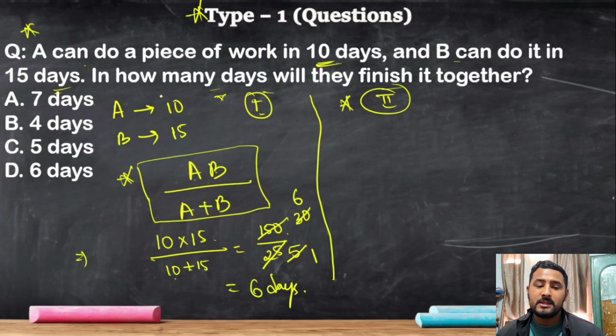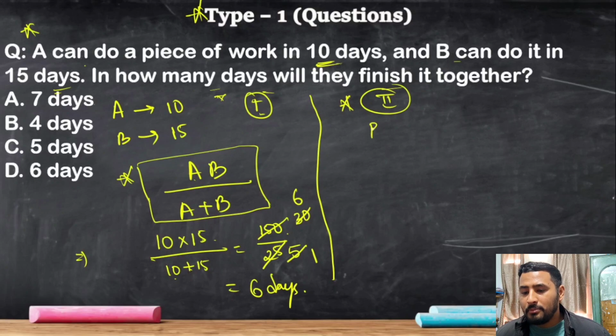But sometimes it is also given that A can do a piece of work, B can do a piece of work, and then C can do a piece of work. Then you should do A into B, then B into C. This will be a long method. So what you should do is use the second method. How will we do it? Let's see.